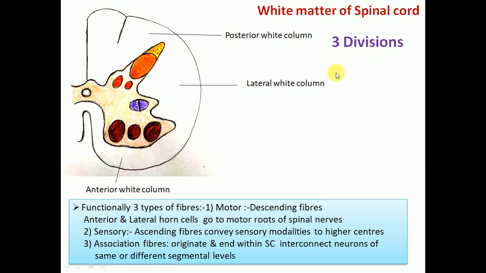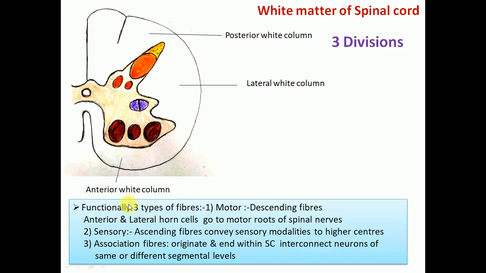Now there are mainly three divisions of the white matter. The area between the anterior median fissure and the anterior horn is called the anterior white column. The area between the anterior horn and posterior horn, lateral to the lateral gray commissure, is called the lateral white column. And the area between the posterior median septum and posterior horn is called the posterior white column. So in short, they contain the nerve fibers, or neuronal cell axons.